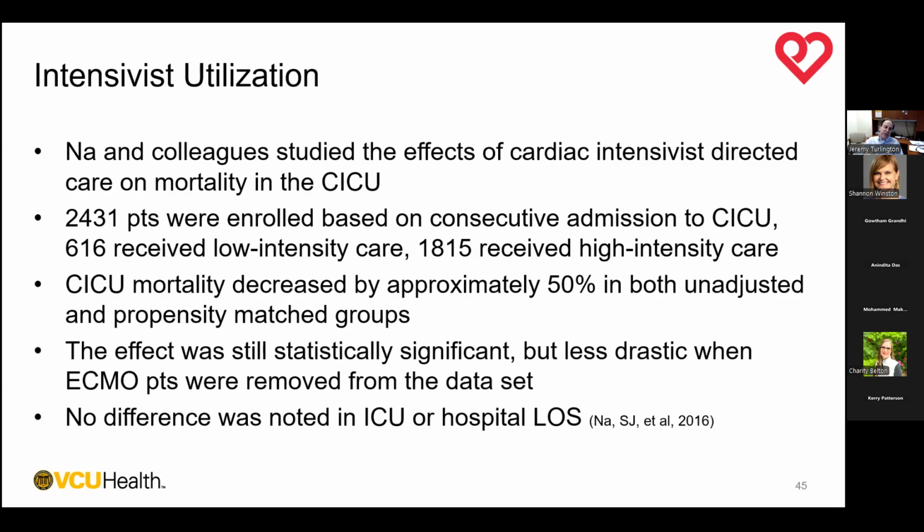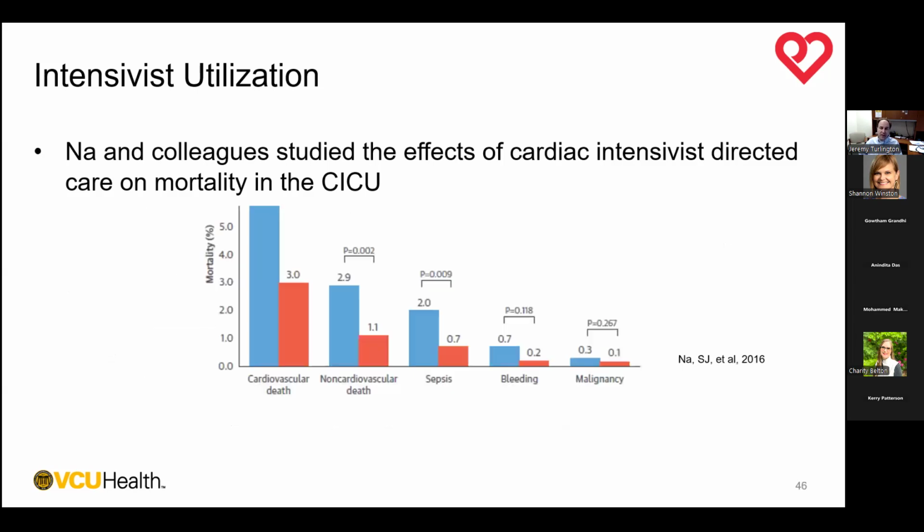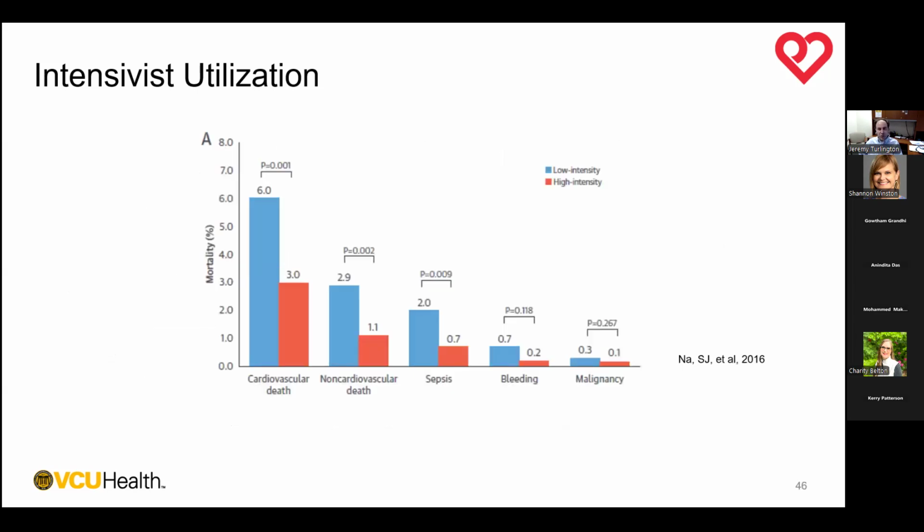The effect stayed significant, but less so once ECMO patients were removed from the data set. We don't do ECMO in our CICU, it's in the CICU next door, but there was a reduced mortality regardless. Oddly, there was no difference in ICU or hospital length of stay in this group, but mortality was better. And this just goes to show you, not only was it cardiac, they spaced this out with cardiac mortality, non-cardiac mortality, sepsis, and it was actually reduced risk in bleeding, and it was not in malignancy for what that's worth.